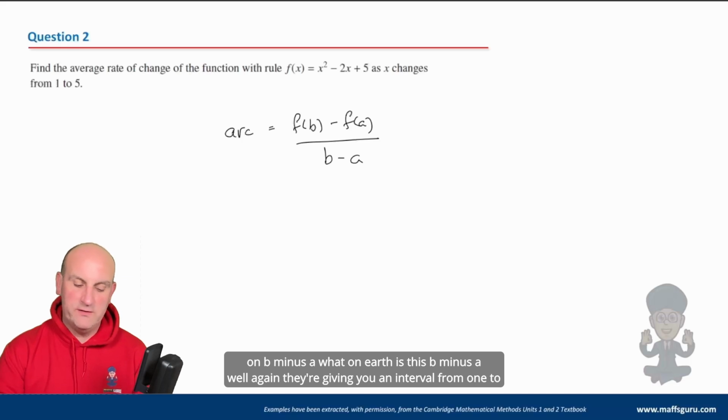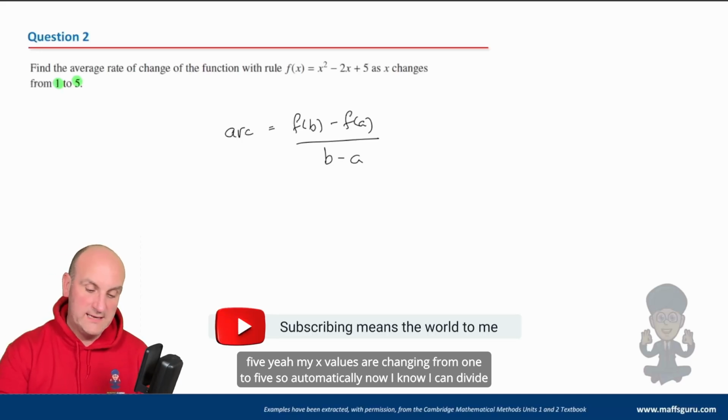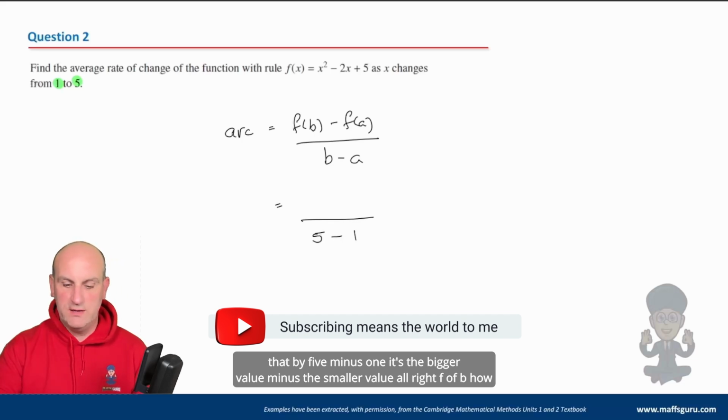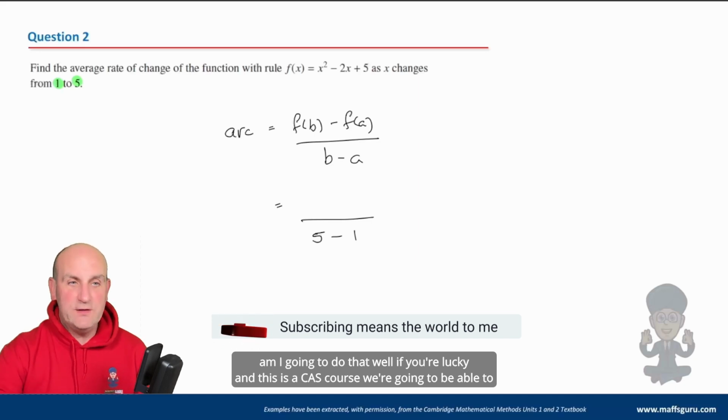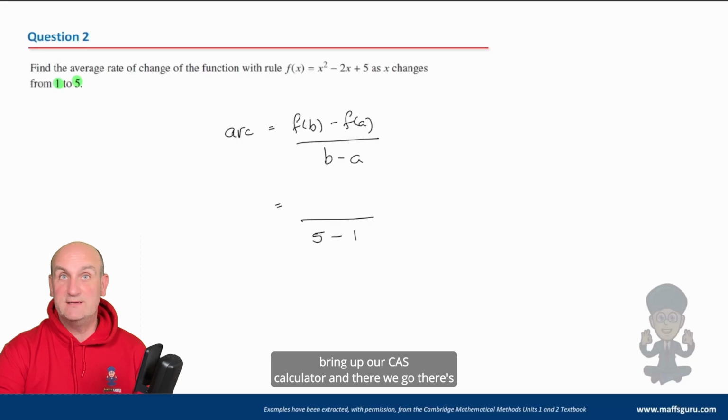What on earth is this b minus a? Well, again, they're giving you an interval from 1 to 5. My x values are changing from 1 to 5. So automatically now, I know I can divide that by 5 minus 1. It's the bigger value minus the smaller value. All right, f of b. How on earth am I going to do that? Well, if you're lucky, and this is a CAS course, we're going to be able to bring up our CAS calculator.